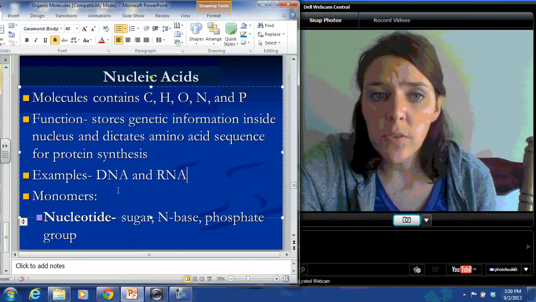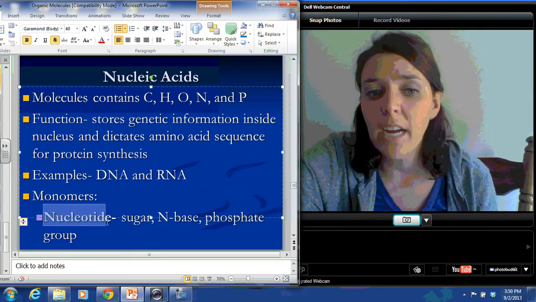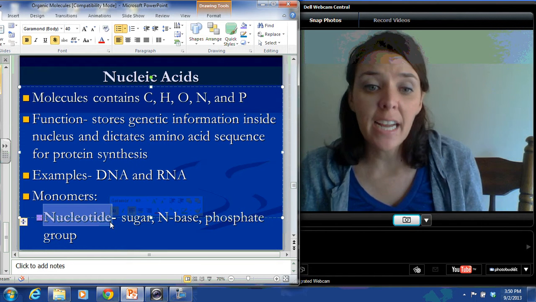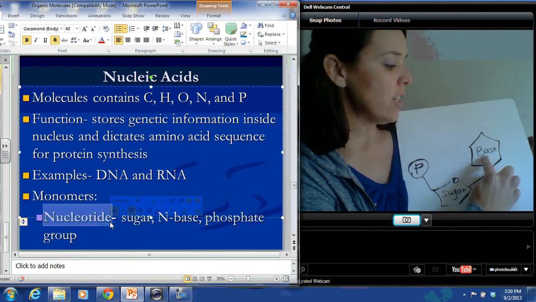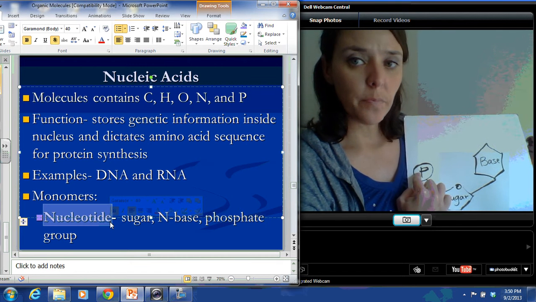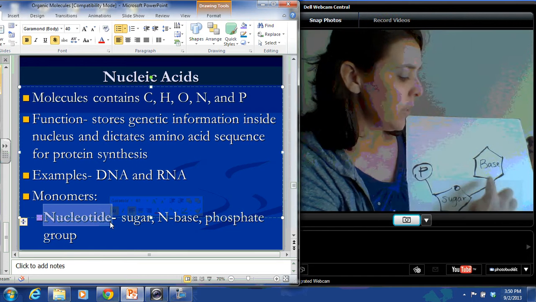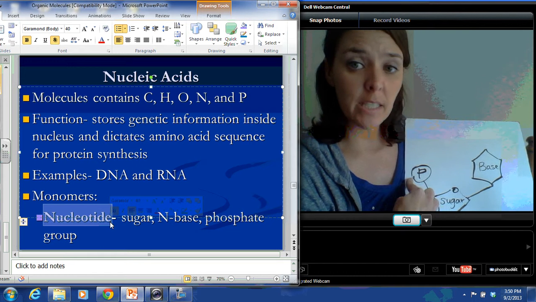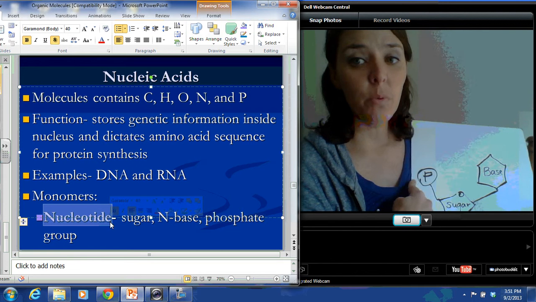Now, the monomer for nucleic acid is a nucleotide. So this word right here, nucleotide. Your nucleotide has three things that make it up: a sugar, a nitrogenous base, and a phosphate group. So here's a picture of that. This is your nitrogenous base, this is your sugar, and this is your phosphate. Depending on if you're dealing with DNA or RNA, your base and your sugar could be different, but your phosphate is always going to be the same. It doesn't matter if you're dealing with a DNA or an RNA molecule, your phosphate is always the same.